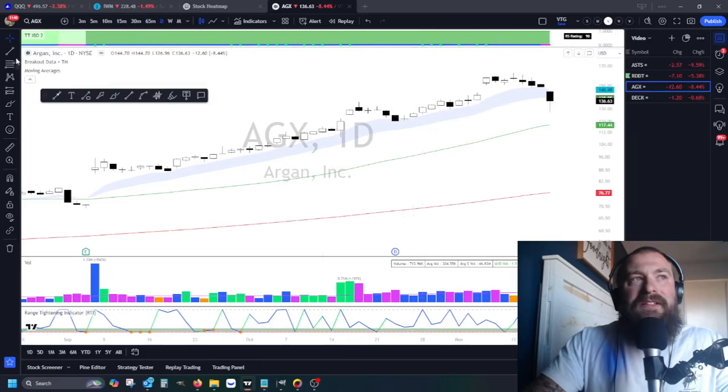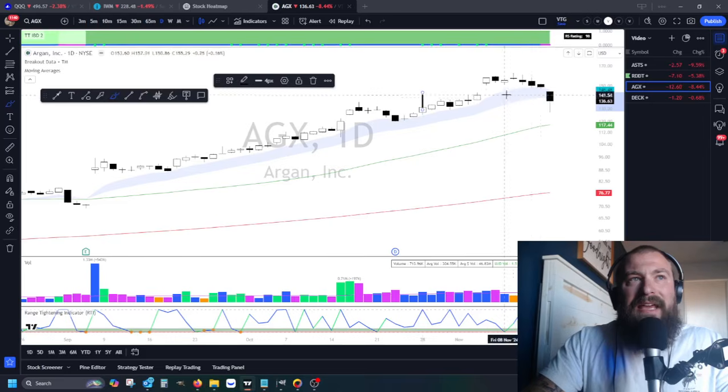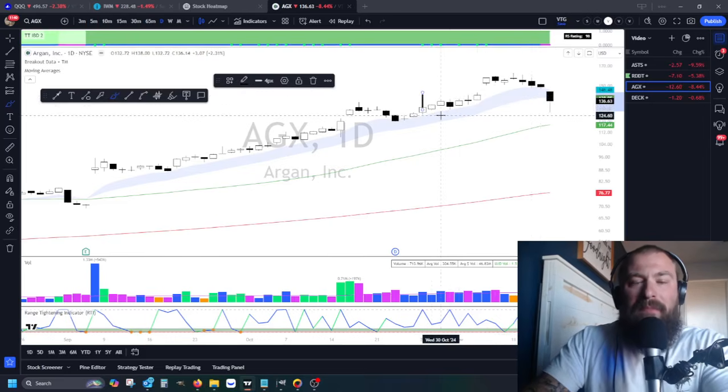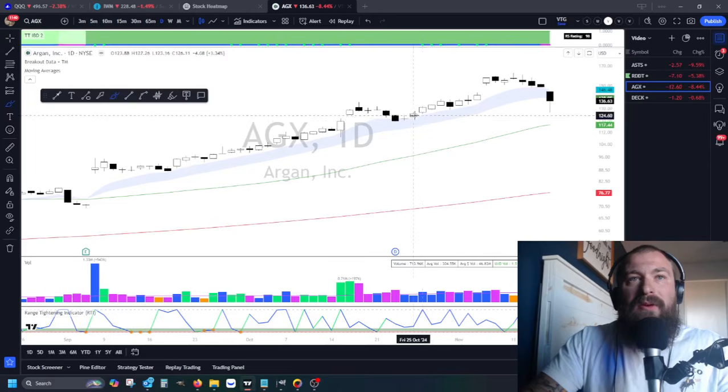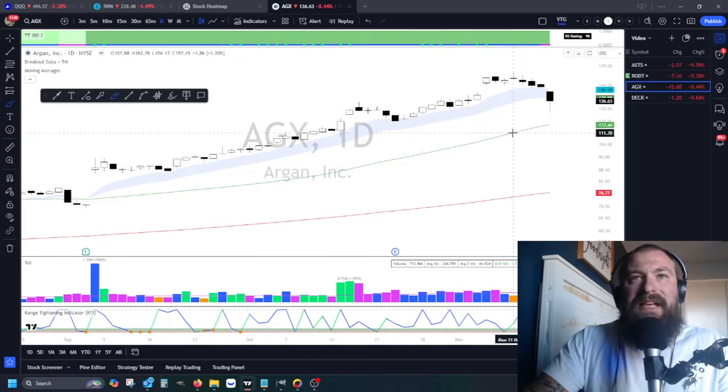Now, I've said this in a million other videos. The range expansion doesn't have to be this ginormous 8, 10, 12% breakout. It just needs to be bigger than the previous candle. It needs to be bigger than the 2 days tight. So this is a very subtle breakout, but it's fantastic.